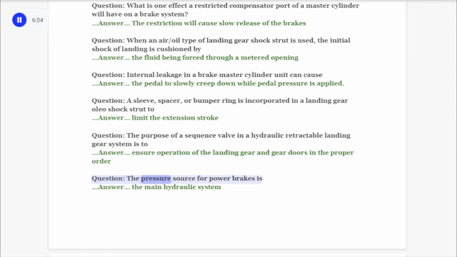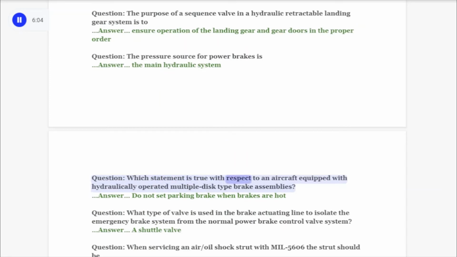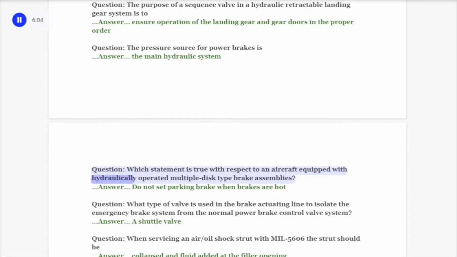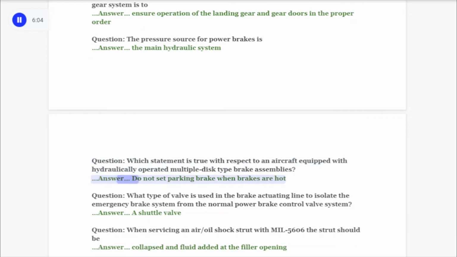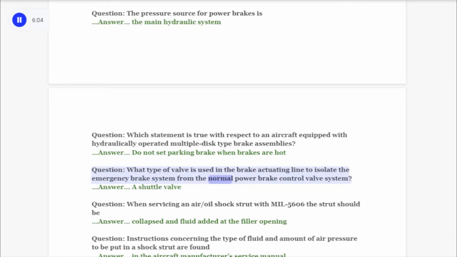Question: the pressure source for power brakes is. Answer: the main hydraulic system. Question: which statement is true with respect to an aircraft equipped with hydraulically operated multiple disc type brake assemblies? Answer: do not set parking brake when brakes are hot. Question: what type of valve is used in the brake actuating line to isolate the emergency brake system from the normal power brake control valve system?